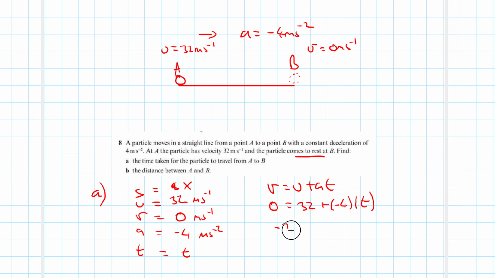And then we can rearrange. So it's minus 32 equals minus 4t. Minus 32 divided by minus 4 is equal to t. And then we can plug it in. 32 divided by 4 is equal to 8. So t is equal to 8 seconds. And that's our answer for part A.